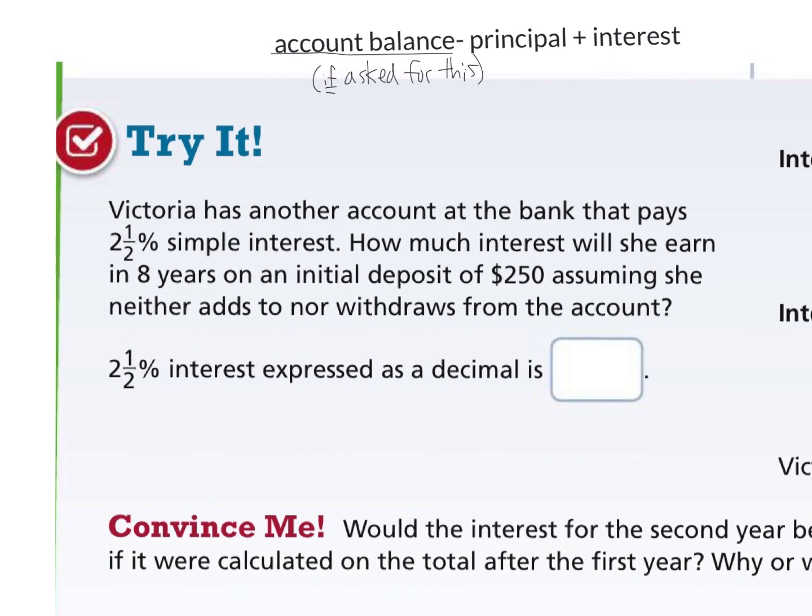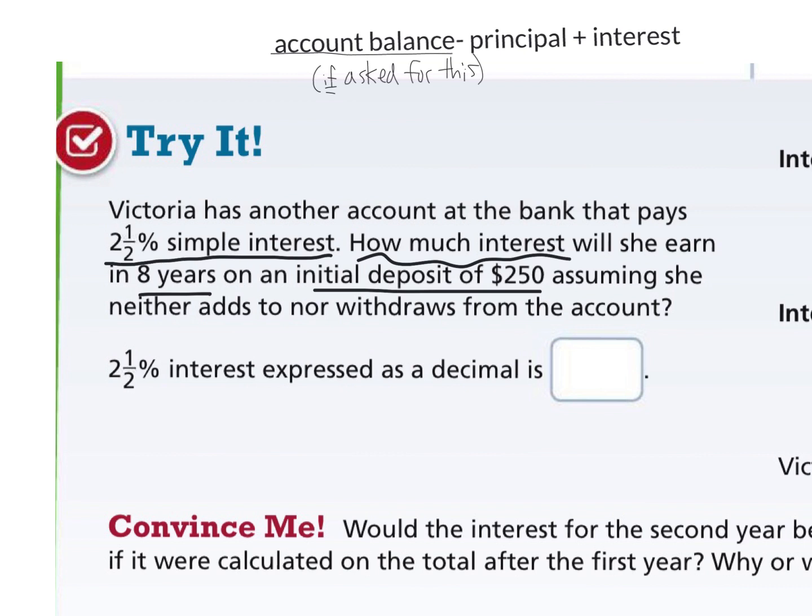So if you look at the try it, Victoria has another account at the bank that pays 2.5% simple interest. How much interest will she earn in 8 years? An initial deposit of $250, assuming she neither adds to nor withdraws from her account.